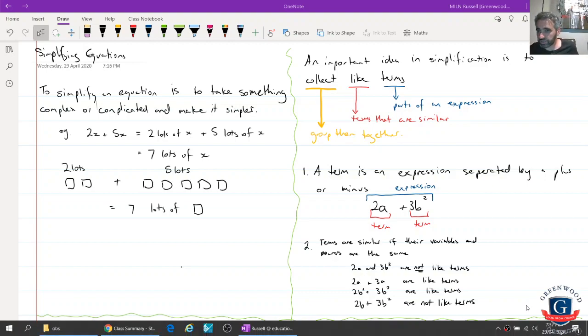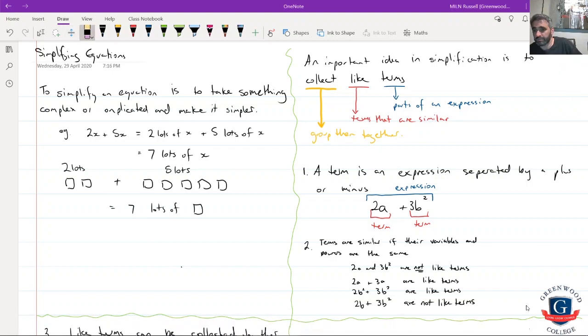Okay, we're going to take a quick look at simplifying equations. To simplify an equation is to take something that's complex or complicated and make it simpler. So, in this case, we have 2x plus 5x. We can look at that in more detail.